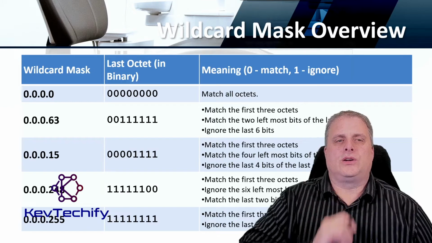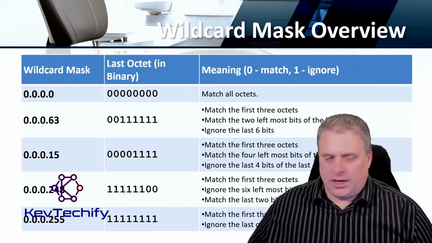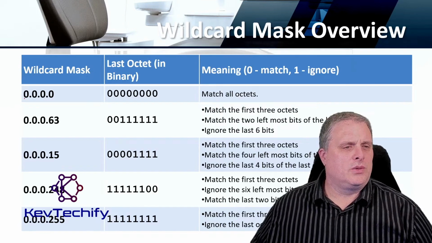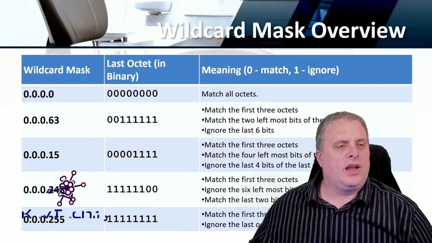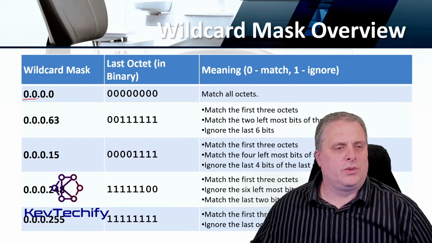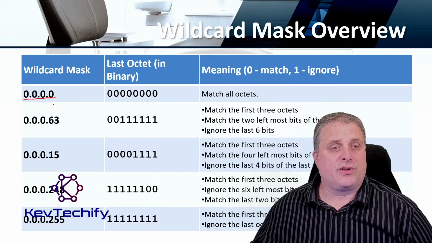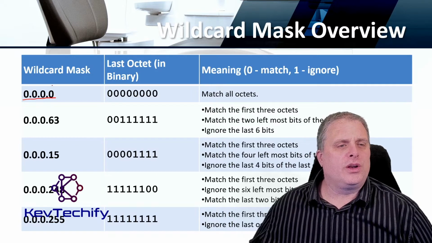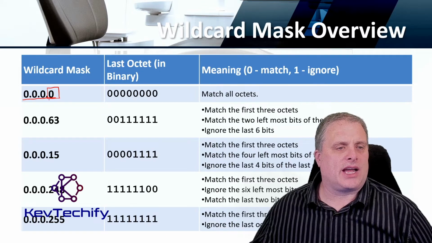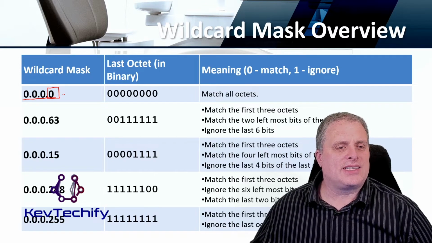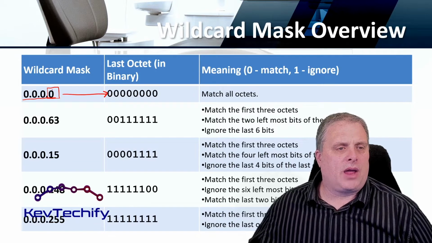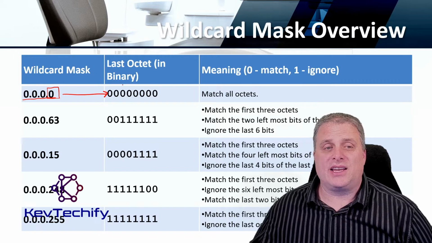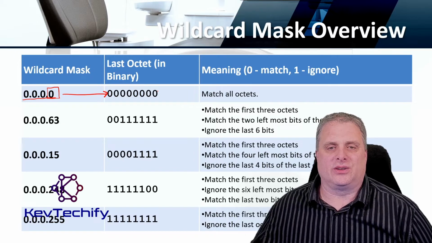Let's look at some wildcard examples here. Here we have the wildcard mask written out in dotted decimal notation. Here we have 32 zeros. We wrote it out in our dotted decimal notation for us humans. And what we're going to do is we're going to pay particular attention to this last octet. We're going to take this last octet and write it out in binary. And so having all 0s in the last octet is going to give us 8 binary zeros.